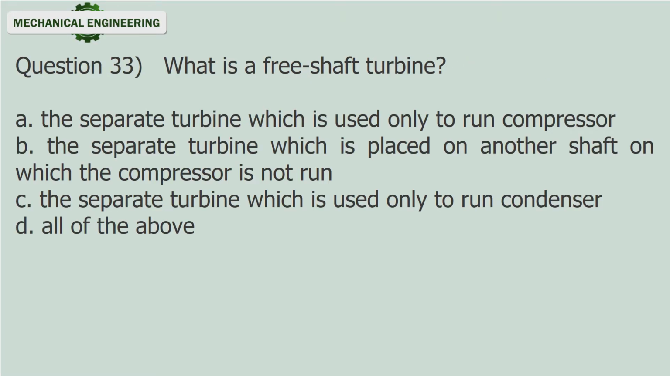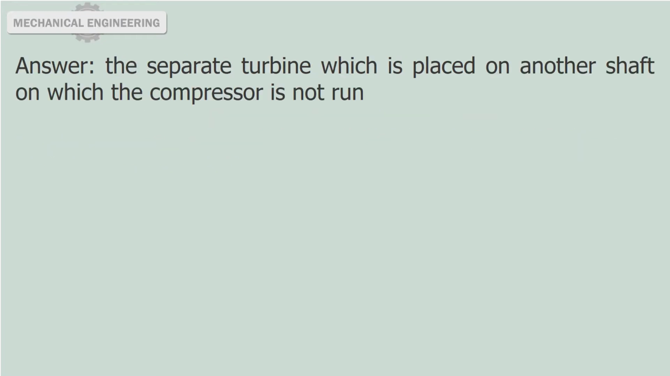Question 33. What is a free shaft turbine? A. The separate turbine which is used only to run compressor. B. The separate turbine which is placed on another shaft on which the compressor is not run. C. The separate turbine which is used only to run condenser. D. All of the above. Answer: the separate turbine which is placed on another shaft on which the compressor is not run.